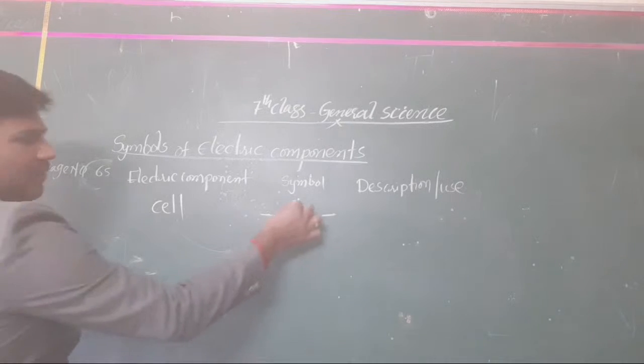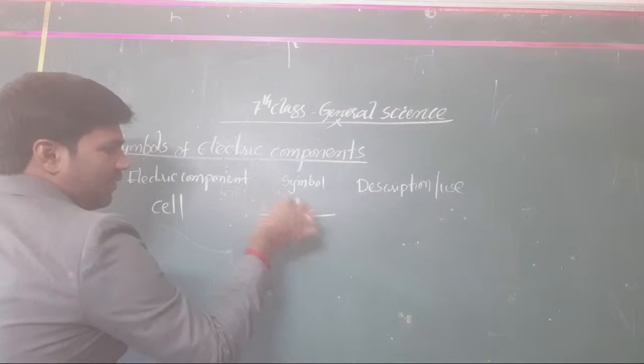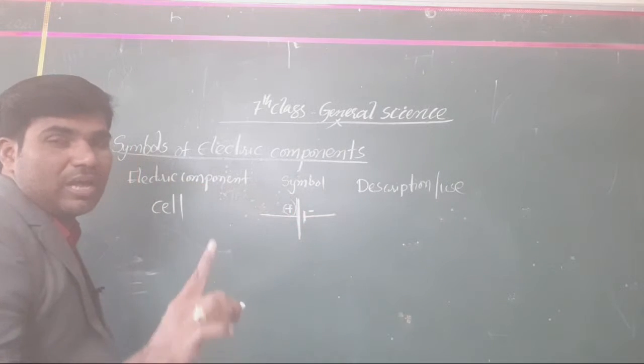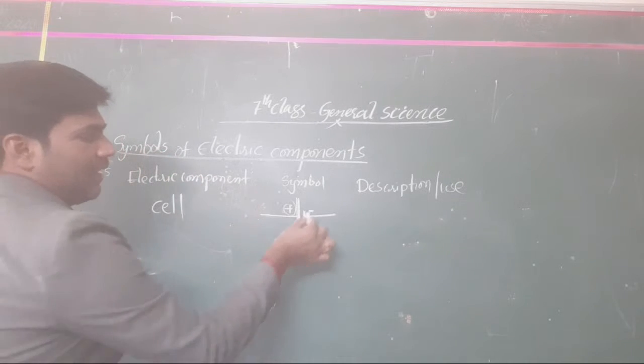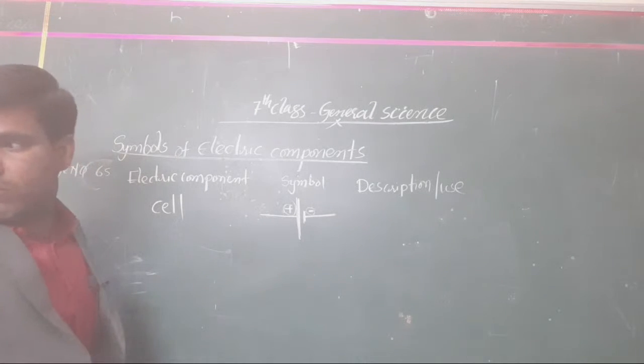A positive terminal means more positive particles are there. That small line indicates less positive, and less positive is nothing but more negative particles being there. That is what is represented here. I hope you understood about this symbol.